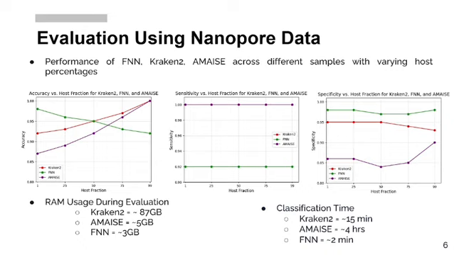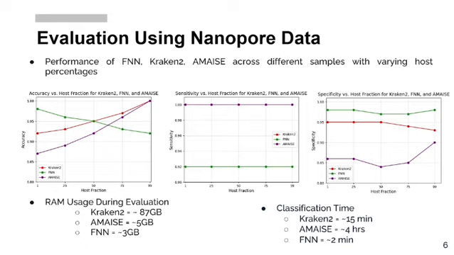Then, we tested our model on nanopore datasets with varying host percentages of 1% to 99%. Our model had the highest overall accuracy when the host fraction was below 50%. However, after that, Kraken-2 and AMAZE's accuracy significantly increased as the host fraction increased. However, here also, our model had higher specificity through all host fractions, indicating its ability to deplete host sequences while preserving microbial sequences, ensuring accurate microbial analyses.